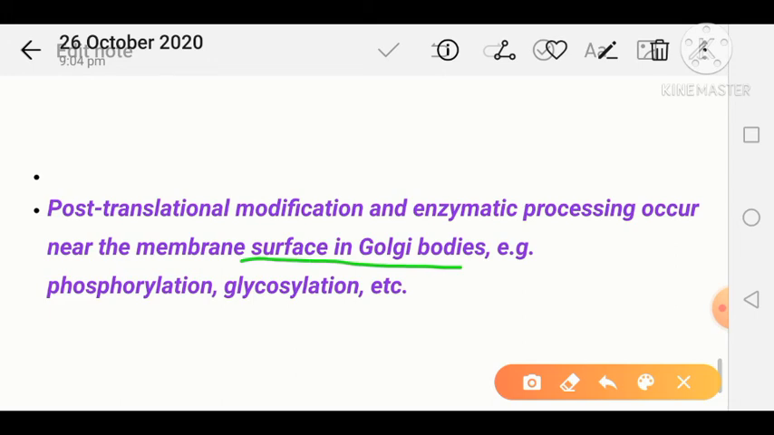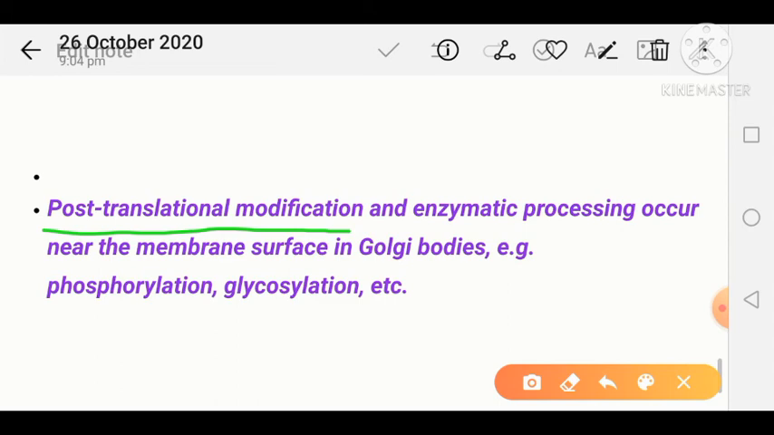Then here they have shown another modification, that is phosphorylation. This is a very important modification, where a phosphate group is transferred on the Golgi complex. This modification also takes place on the surface of the Golgi complex. And glycosylation is the addition of sugar residues or carbohydrate residues to the native protein, and then that protein is modified. So this is a main function of the Golgi complex, that is post-translational modification.